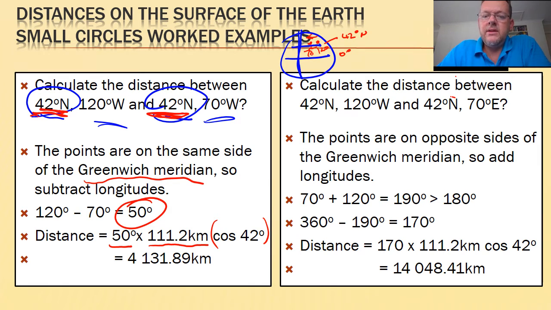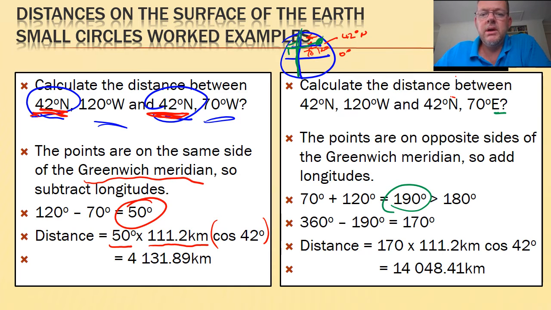We're calculating the distance between 42 degrees north, 120 degrees west. So we're starting off at our same point as we did before, over here, but we're going to be traveling now to 70 degrees east. So we need to be crossing that prime meridian. So let's minus them. So no, we're crossing the meridian, so we need to add them. So that's 70 plus 120.